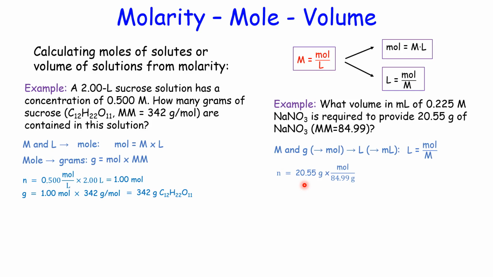Okay, let's find out the moles first. We know grams, using the molar mass, we find the number of moles for sodium nitrate. The number of moles, which is 0.2418, divided by the molarity. So molarity is 0.225 moles per liter. You can see moles and moles cancel. Then the unit for the final answer should be liters. That's 1.07 liters. We can convert that further to milliliters, since milliliters is asked. So therefore 1.07 times 10 to the third milliliters. That's the answer for this question.